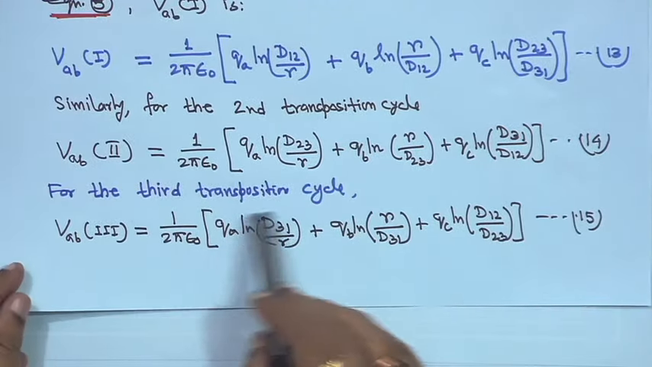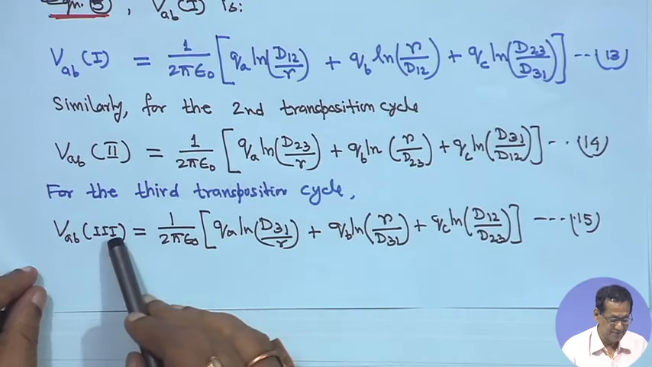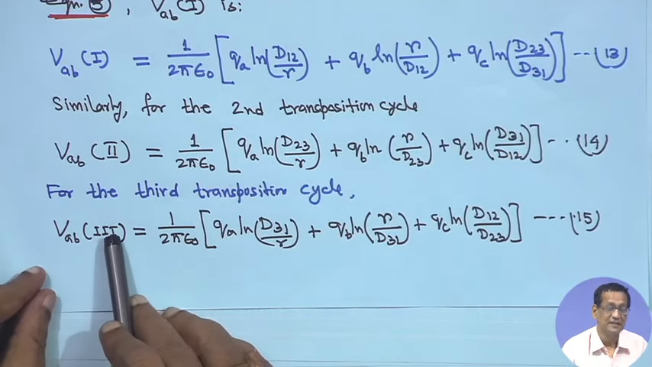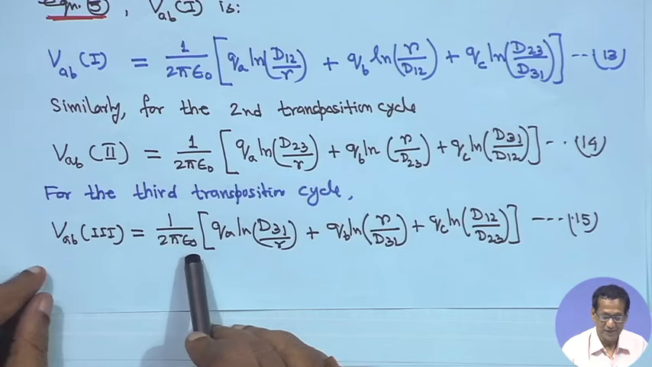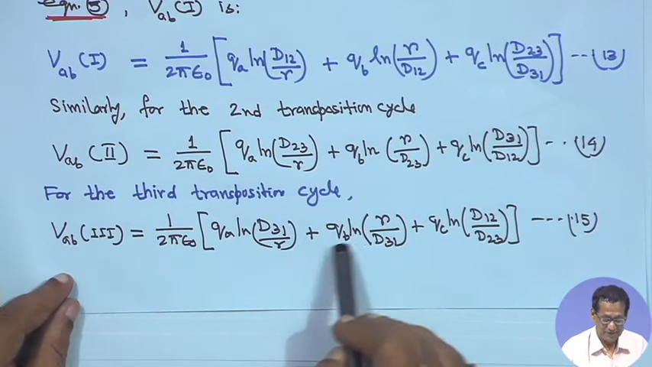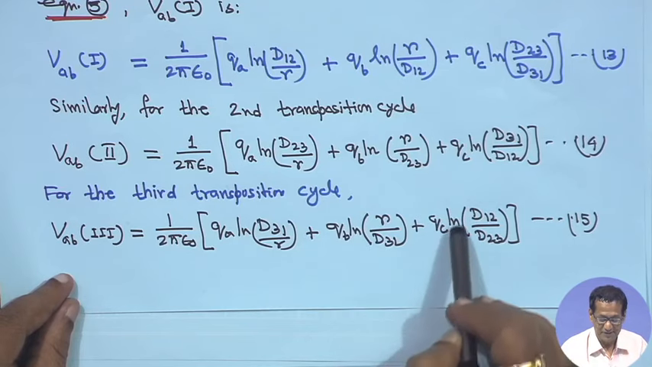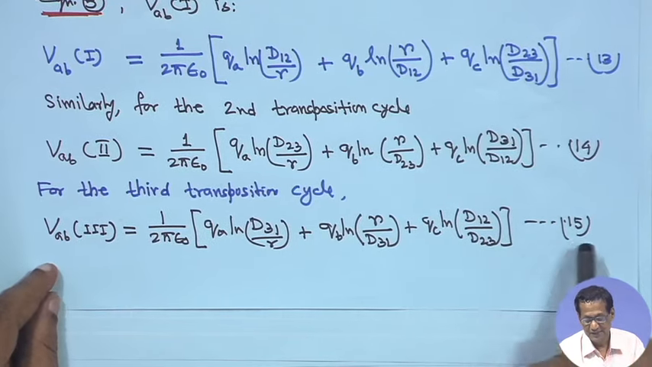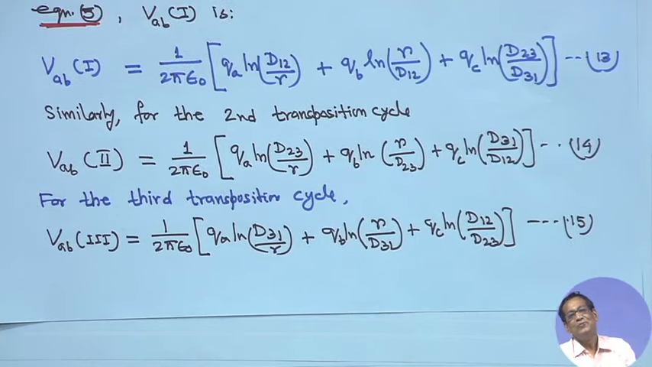Then for the third transposition cycle, that is V ab for section 3 is equal to 1 upon 2 pi epsilon 0 q a ln d 31 upon r plus q b ln r upon d 31 plus q c ln d 12 upon d 23. This is equation 15. From your imagination also you can write this equation without looking into the diagram. If you understood, then no need to look at the diagram, from intuition you can write it, right.